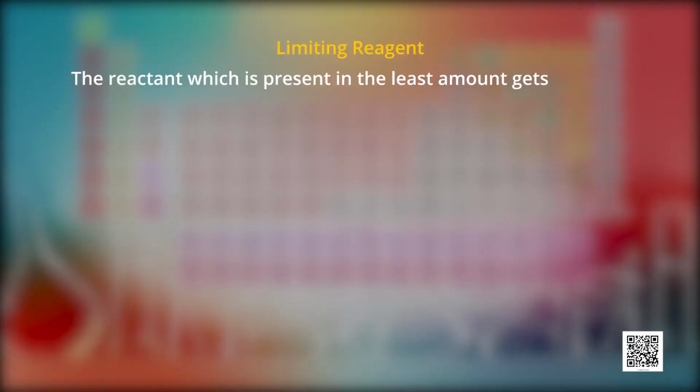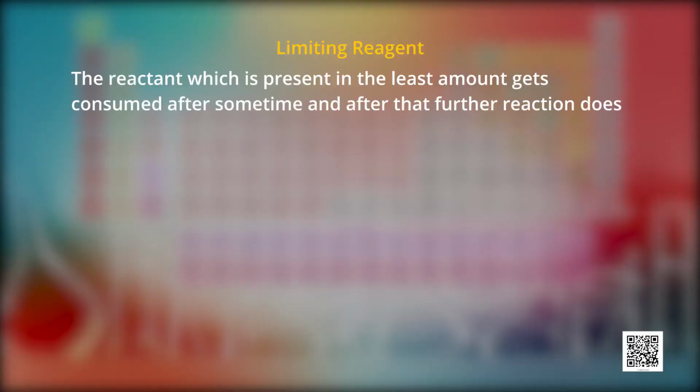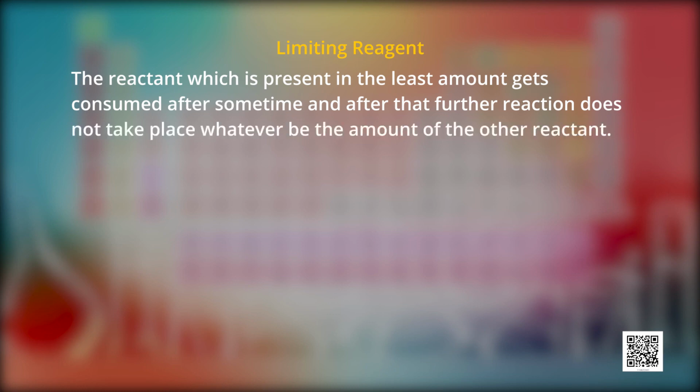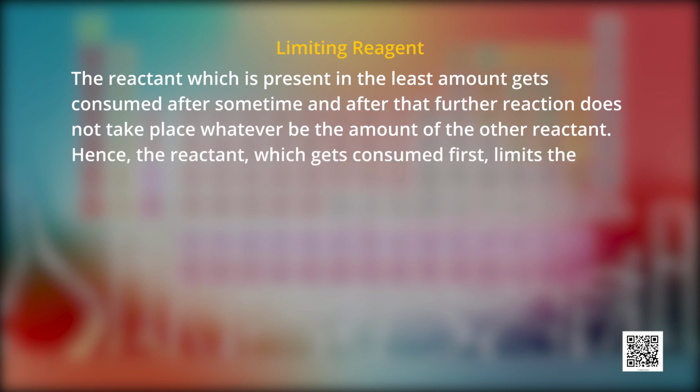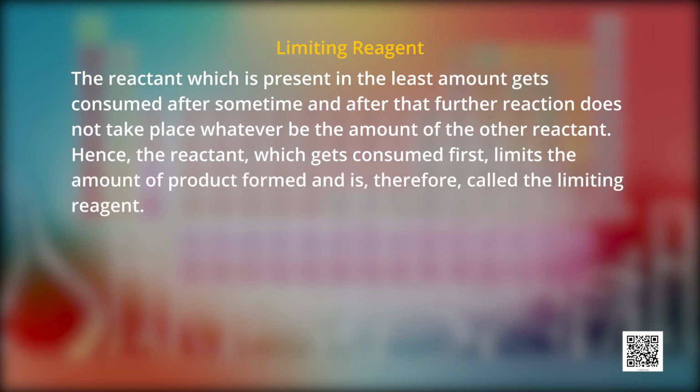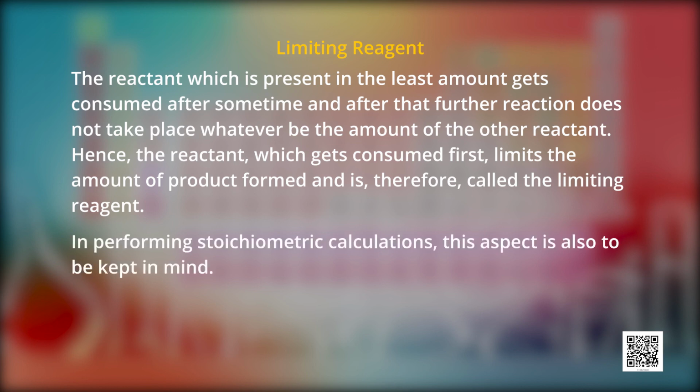Friends, let us consider a reaction in which one reactant is in more amount than the amount required by the balanced chemical reaction. The reactant which is present in the least amount gets consumed after some time. After that, the further reaction does not take place, whatever be the amount of the other reactant. Hence, the reactant which gets consumed first limits the amount of the product formed and is therefore called the limiting reagent. In performing stoichiometric calculations, this aspect is also to be kept in mind.